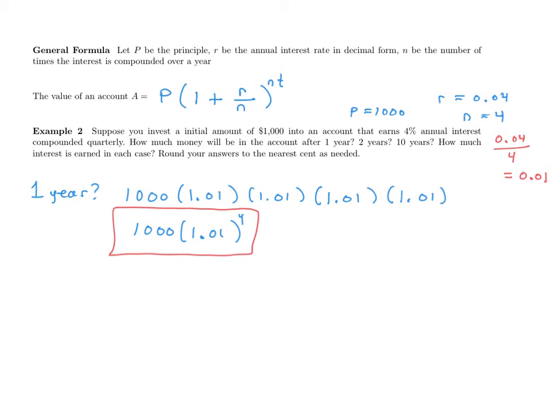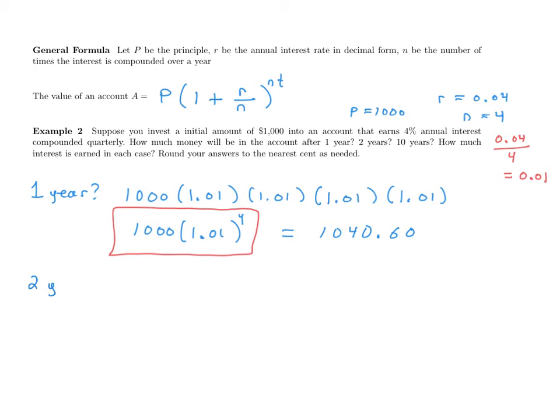That's 1,000 times 1.01 to the power of 4. And the balance in the account is $1,040.60. If you compare compounding the interest annually to compounding it quarterly, it's better if you compound it quarterly. In fact, the more times you compound, the more money you are going to make if you're working off of the same interest rate. Okay, how much money is in the account after 2 years?